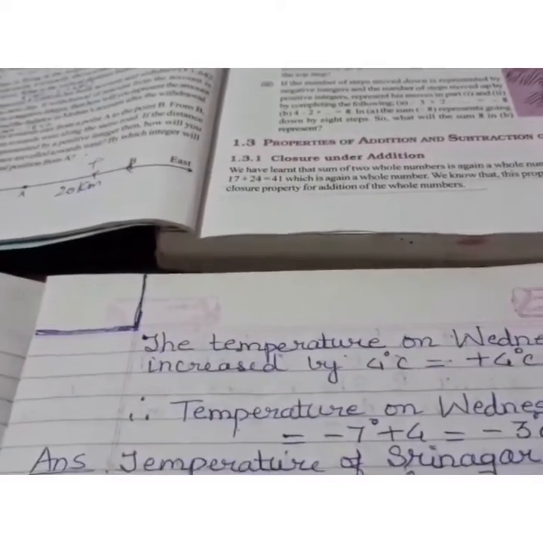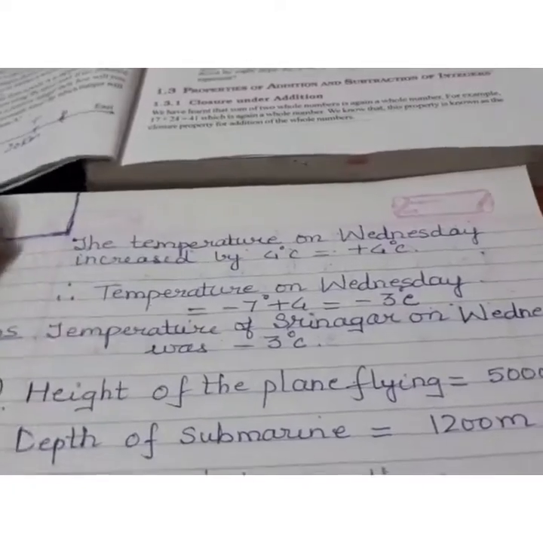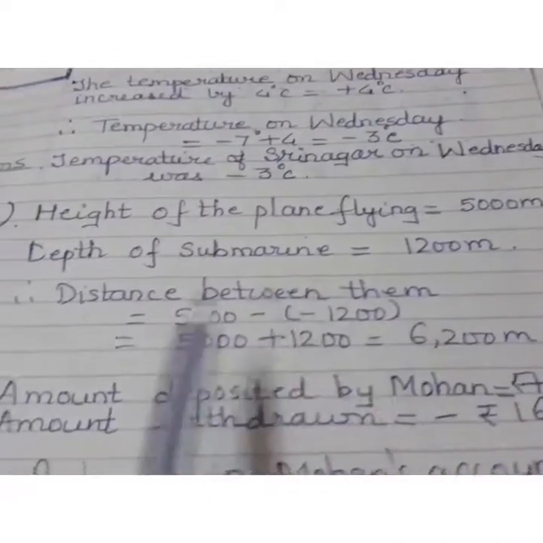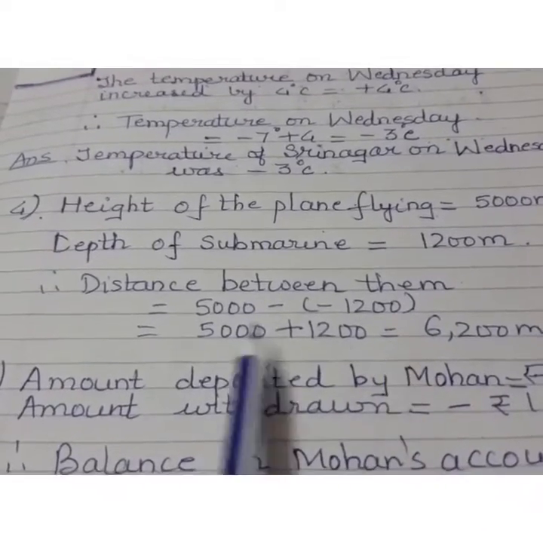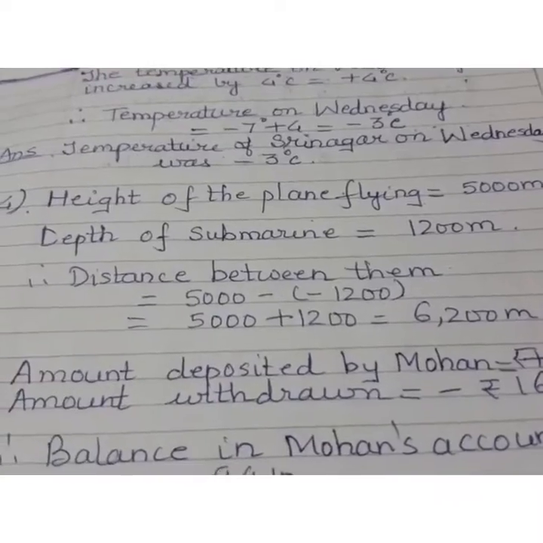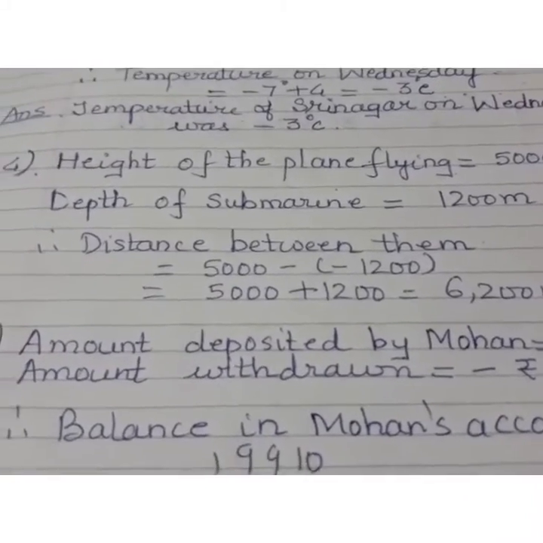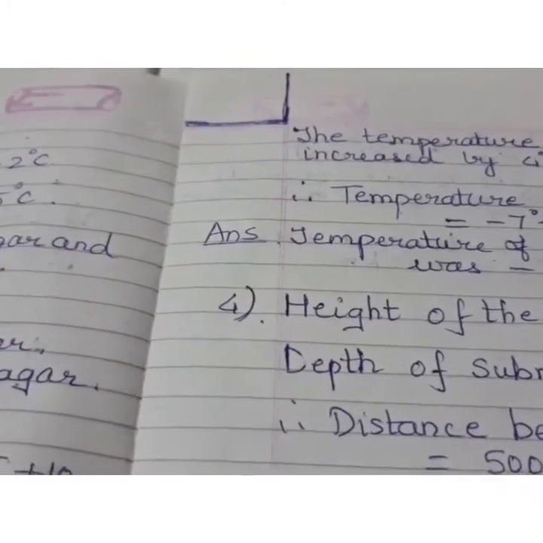Let us see this. Height of the plane flying is 5,000 meters and depth of the submarine is 1,200 meters. Distance between them is 5,000 minus 1,200, that is 6,200 meters. Now, if we move on to the next question, I think we have not done question number 3. So, we will do that first.